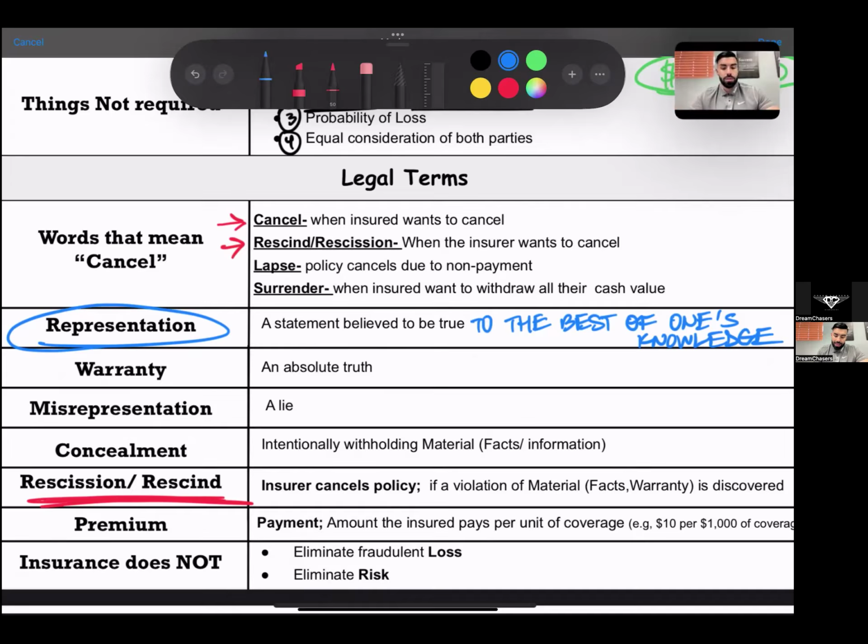Now, a misrepresentation. A misrepresentation is a lie. Okay, this is you asking me if I have high blood pressure, and I tell you just straight up, I don't, but I know I do. Okay, that would be a lie or an untrue statement.